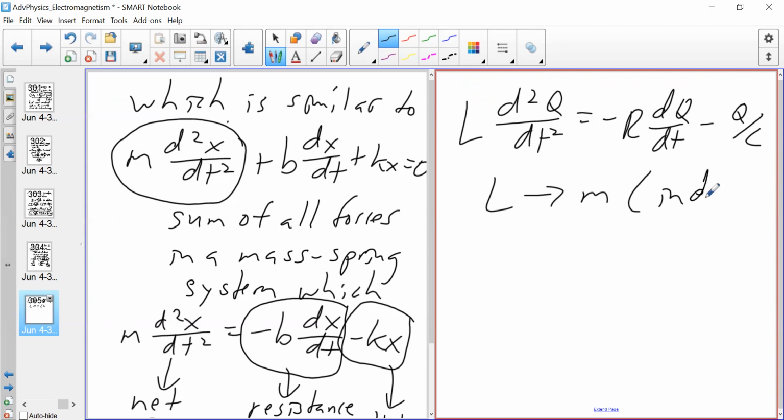So this inductor, basically, if you will, oscillates EMF like a mass oscillates up and down. So it gives you a little bit more appreciation of the functionality of an inductor.